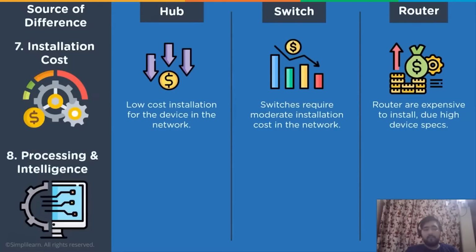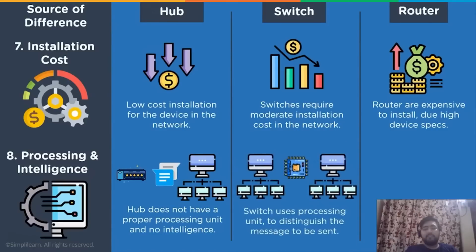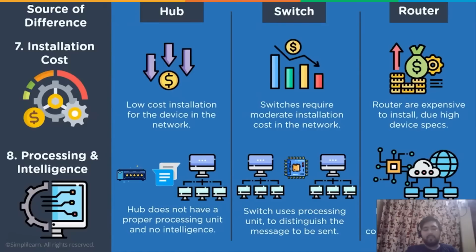And the next difference is based upon processing and intelligence. Now that we are clear, a hub device does not have any processing unit or intelligence point and is the most basic point of data transmission. Whereas in case of a switch, it possesses a processing unit to differentiate the destination address or a source address in the header format of the message. Whereas in case of a network router, it is the most sophisticated device among all the three network devices as it performs the most complex queries and protocols in the network channel.